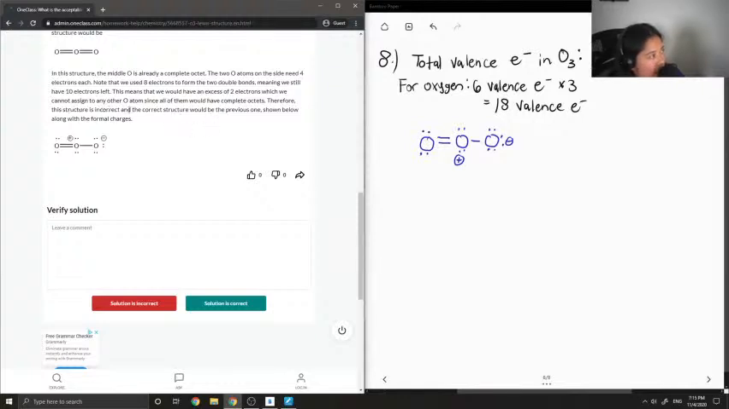Therefore, this structure is incorrect, and the correct structure would be the previous one shown below, along with the formal charges. Okay, so this is the structure I have as well. So this solution is correct.